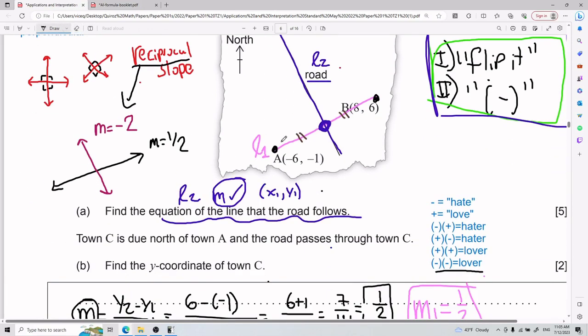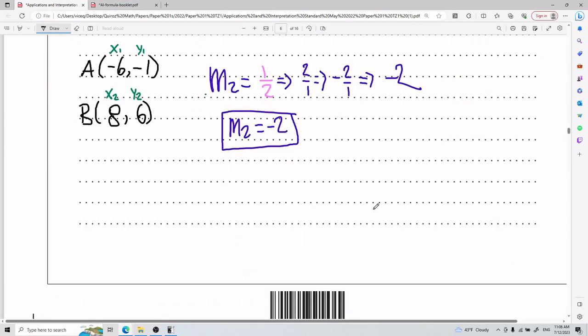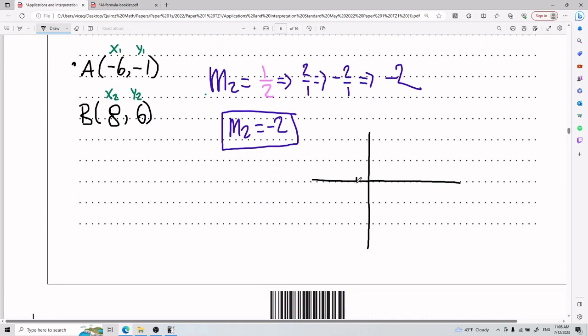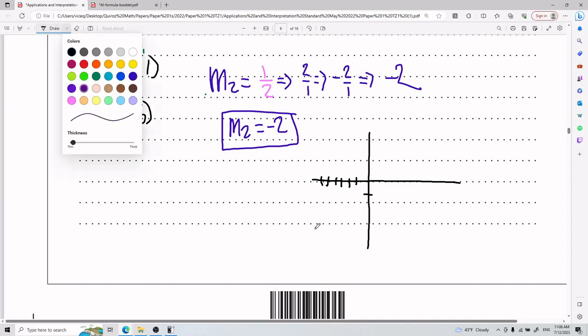Because what I can do is look at my change in X and my change in Y, find halfway through both, and I'm good to go. What do I mean by this? If I were to put this on a grid line, and make it a little prettier, I know that I'm first going to put point A. Point A is at -6, -1. So this is point A.